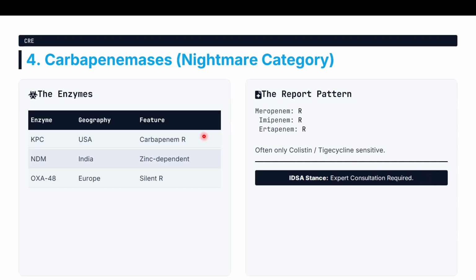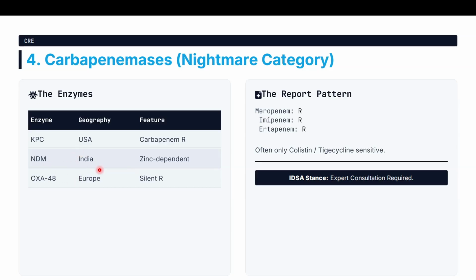So carbapenemases, these are the nightmare category, mostly encountered by ICU physicians. These are various types where KPC, NDM, OXA are the most important varieties. KPC is commonly found in the USA, which is carbapenem resistant. NDM is found in India, and it is zinc dependent. OXA-48 is silently resistant, most prevalent in Europe.